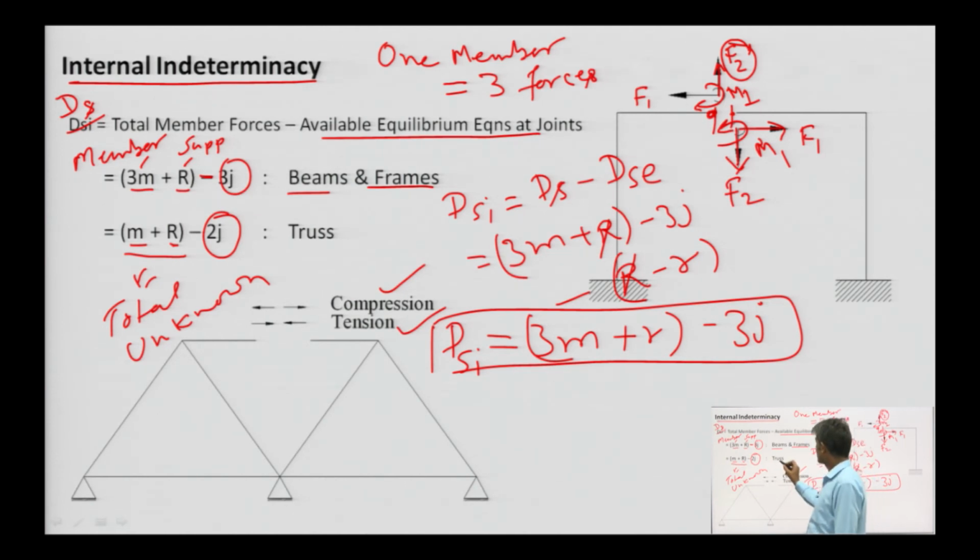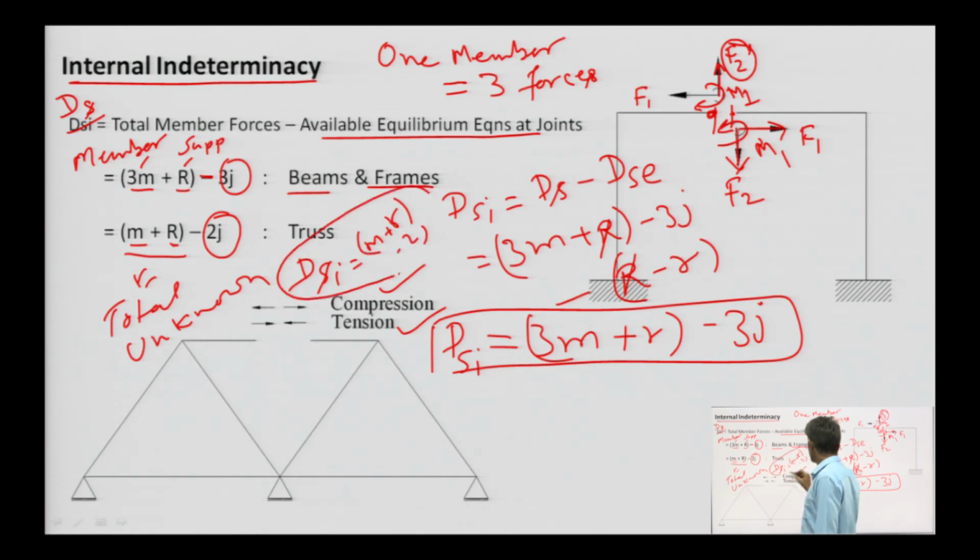In case of truss, what will be the expression? The expression will be DSI equals small m plus small r minus 2j. It comes from subtracting this value by capital R minus small r.